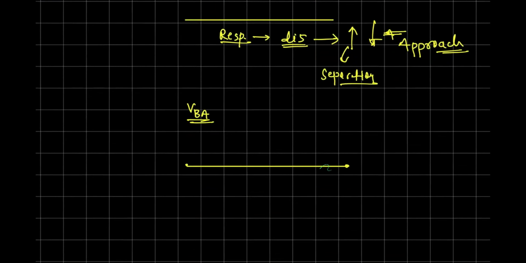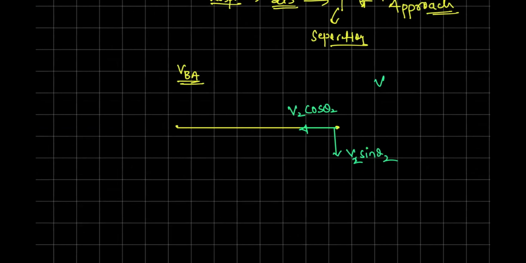So what is it? Here, this one is v2 cos theta 2 and this one is v2 sin theta 2. When you have to find the velocity of B with respect to A, that will be velocity of B minus velocity of A. So what will we do here? In B, we will reverse the velocity of A and add it. Means we'll just reverse the sign and add.